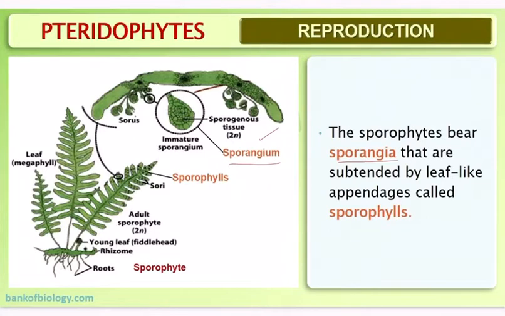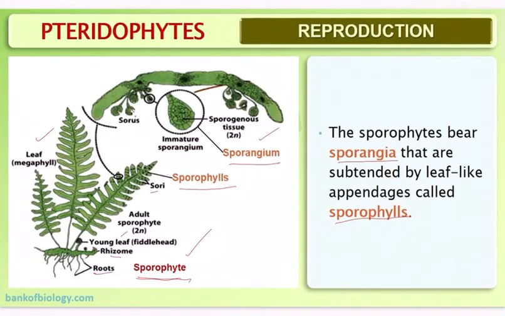And then what about reproduction? The reproduction, we said, is by sporophytes. Sporophytes bear sporangia, plural, sporangium, singular. Look at that. The sporangia are subtended by leaf-like appendages called sporophylls. Here you can see the presence of sporophylls. Since it is bearing the sporangium, we call it sporophyte. The main plant body, we said, the dominant type is sporophyte.